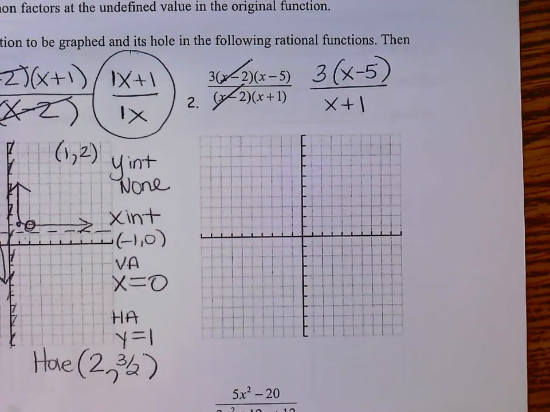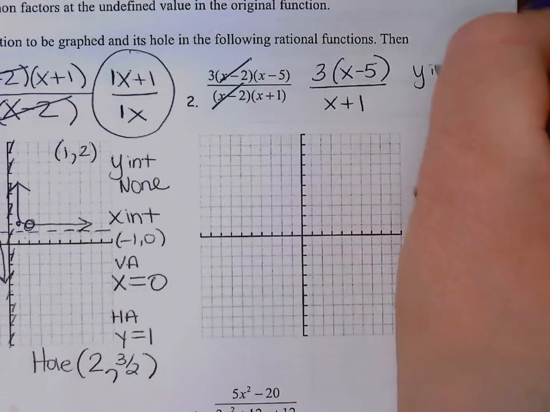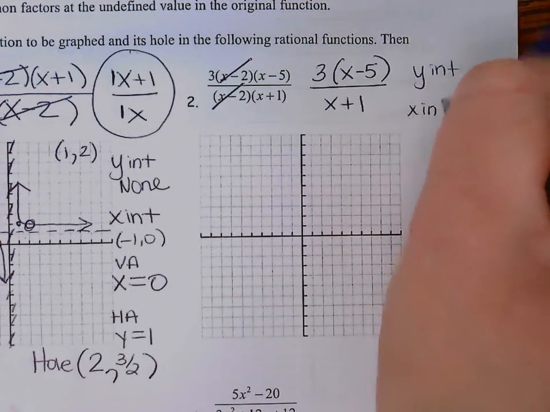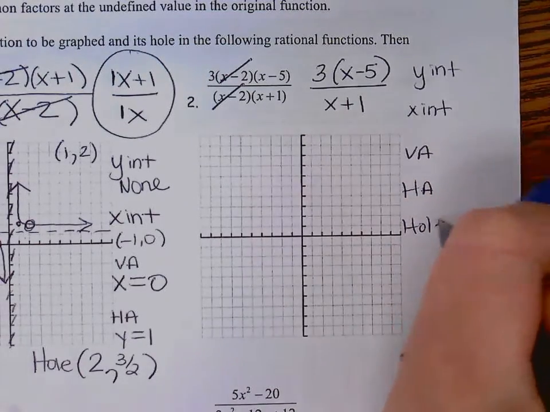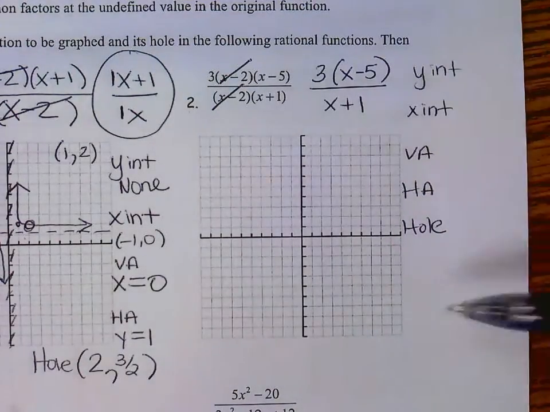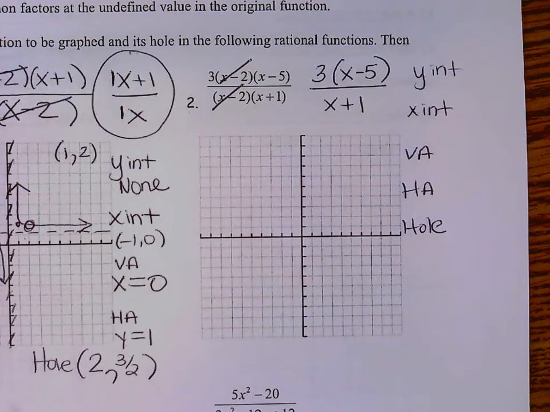So let's go through our steps. What's my y-intercept? What's my x-intercept? My vertical asymptote and my horizontal asymptote, and at the end, I will have a hole. So this is your 5-part steps. You're using your note card as a crutch, but we're memorizing these 5 steps for next week.